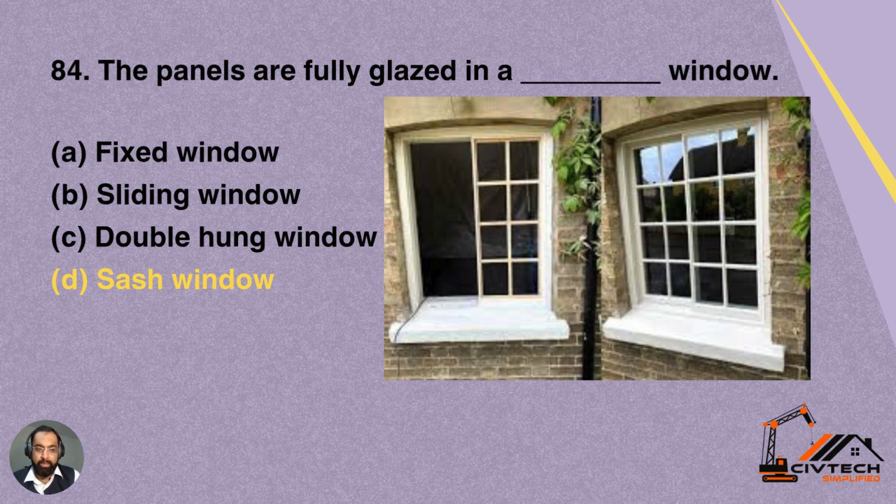Its panels are fully glazed, like they are mostly made of the glass. So that type of window is called sash window, in which maximum part of the leaf is made with glass. Only some braces are used. Other than that, the whole window panel is made of glazed or glass. So option D is correct for this question.